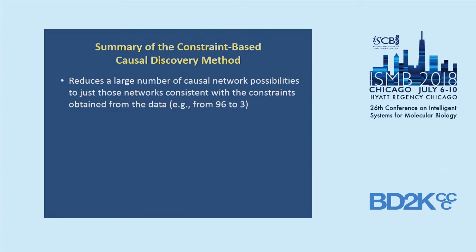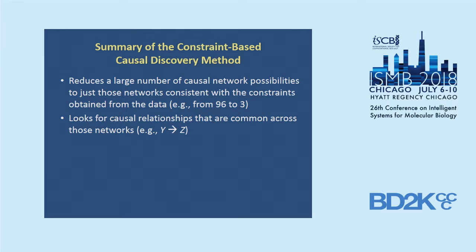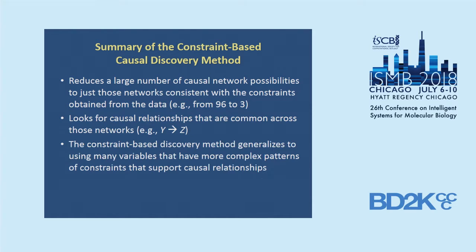So to summarize, what we did is we reduced a large number of causal network possibilities. In this case, there was just 96. In general, there could be billions or more of possibilities, just those networks consistent with the constraints obtaining the data. In this case, we got three that were consistent, 3 networks. And then it looks for the causal relationships that are common across those networks. So those 3 shared that Y causes Z in an unconfounded fashion. And the constraint-based discovery method generalizes to using many variables that have more complex patterns of constraints that support causal relationships than just 3, of course.